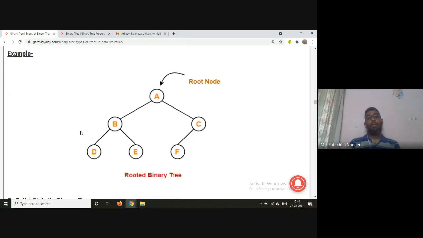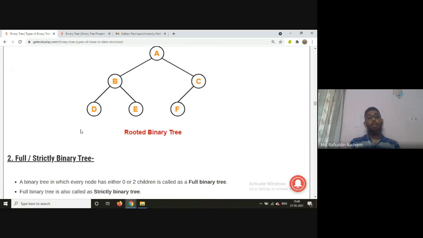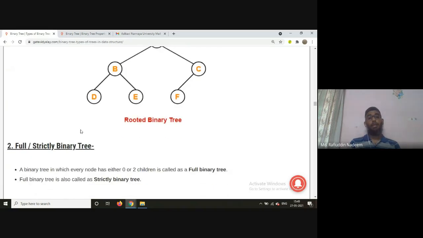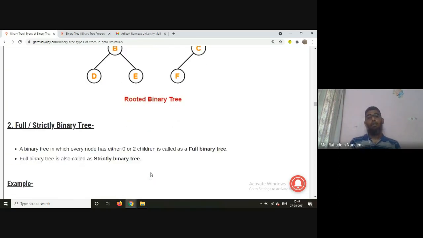Then you have the full binary tree or strictly binary tree. A binary tree in which every node has either 0 or 2 children is called a full binary tree or strictly binary tree. Compulsorily, each node should have 0 or 2 children.